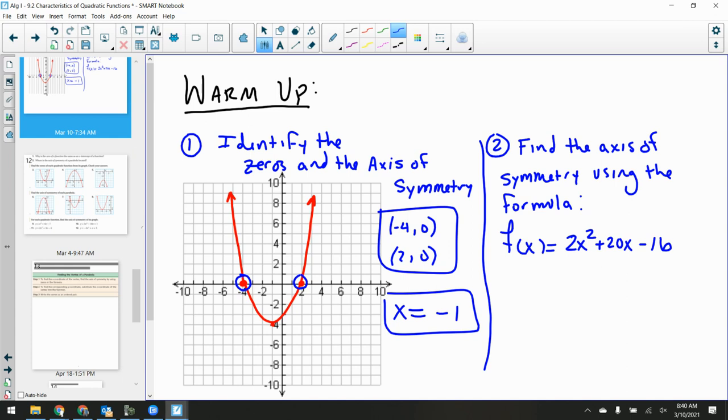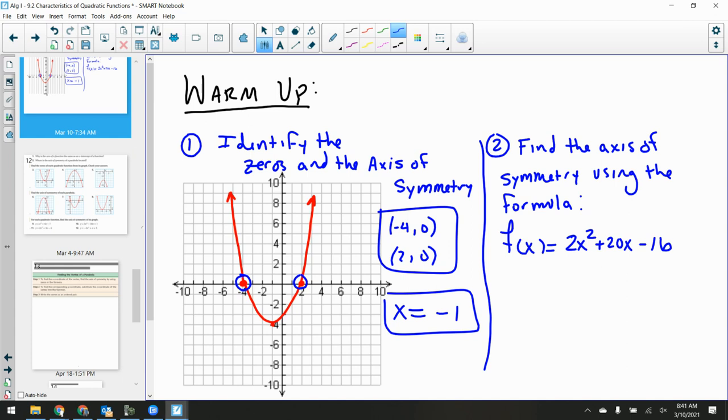Number 2, find the axis of symmetry using the formula. Can somebody tell me what the formula is? Good. X equals -b over 2 times a. I need you to start memorizing that if you have not already done so. -b over 2a. -b over 2 times a.